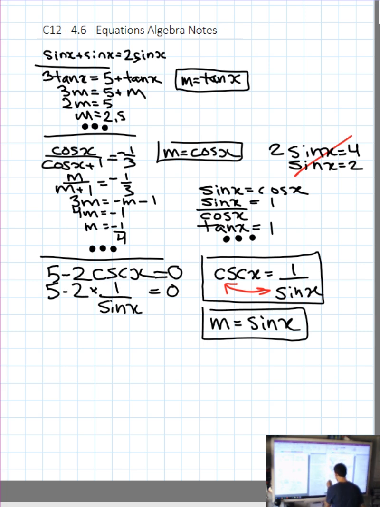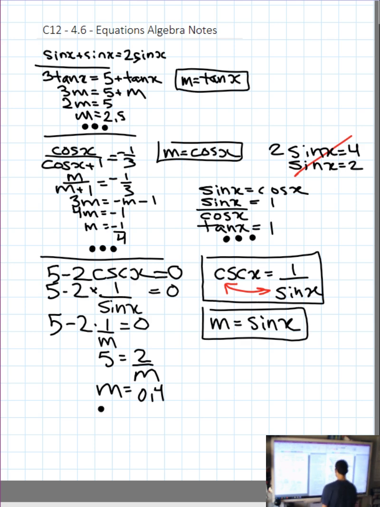So if I put m in for sine, I get 5 minus 2 times 1 over m equals 0, or simply 5 minus 2 over m equals 0 as seen in the notes. So I can simply add 2 over m to both sides, so 5 equals 2 over m. And then I can cross multiply, therefore m will be 2 divided by 5, or simply 0.4.